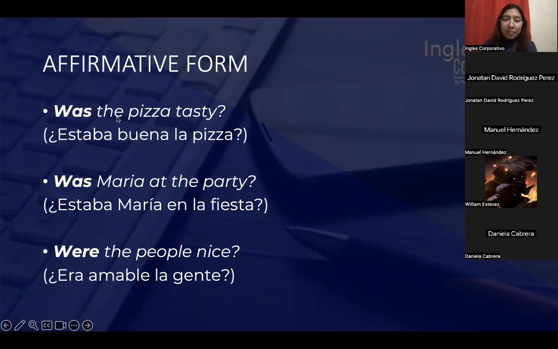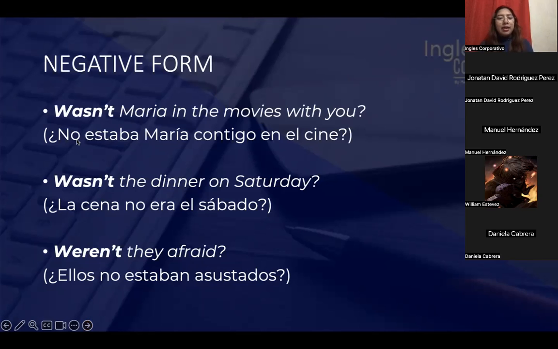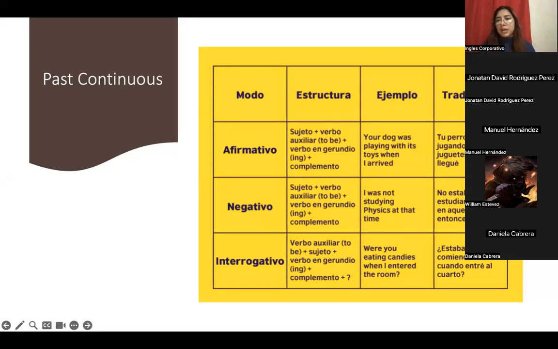Entonces, podemos hacer esas preguntas, podemos utilizarlas así, porque siempre hay una situación en la que necesitamos utilizar la forma negativa. Por ejemplo, esta, wasn't Maria in the movies with you? En este caso, tenemos un ejemplo que fue necesario utilizar el no. Pudimos haber preguntado, ¿estaba María contigo en el cine? Pero nada más queremos una confirmación, right? No estaba María contigo en el cine, significa que María había dicho otra cosa anteriormente, right? Y así.